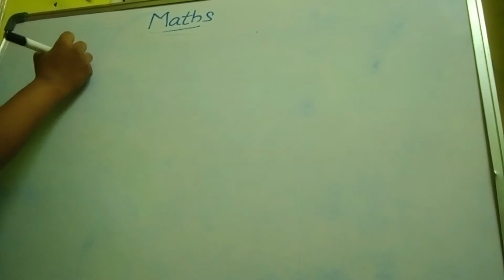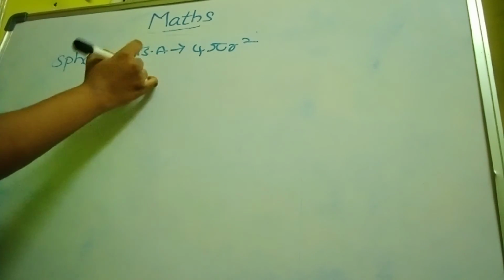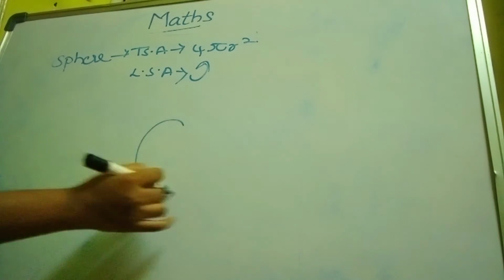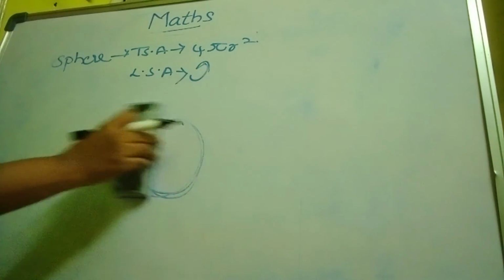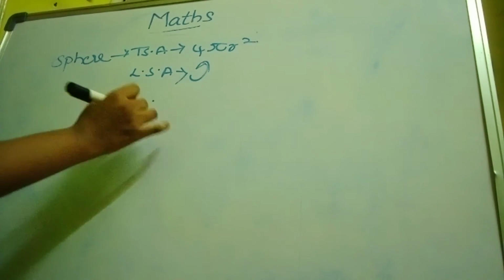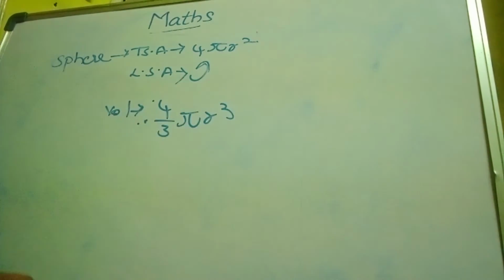Now sphere. What is sphere? TSA. 4 pi R square. TSA of sphere is 4 pi R square and LSA of sphere also is 4 pi R square. Why? Because for sphere there is no LSA because it has no sides, right? It has no sides and no edges or vertices. Okay. Now volume. What is volume of sphere? 4/3 pi r cube. Yes.